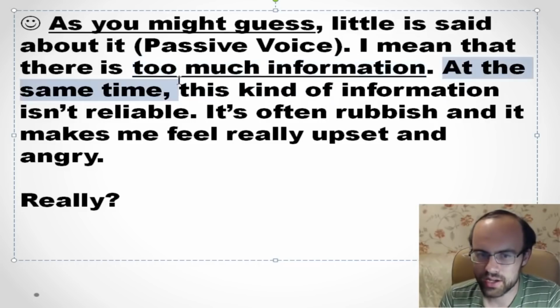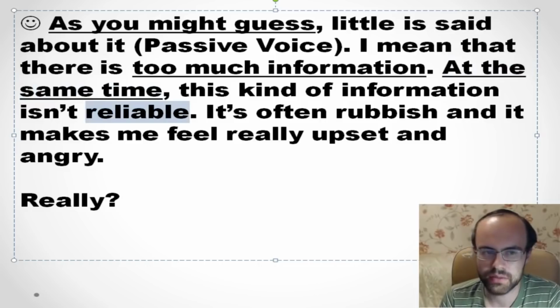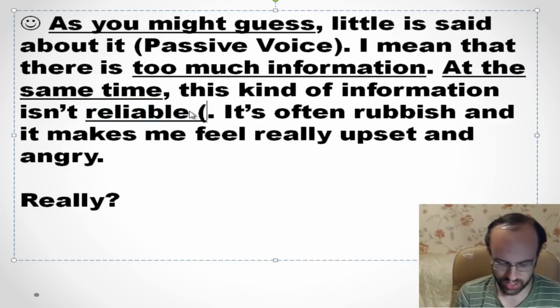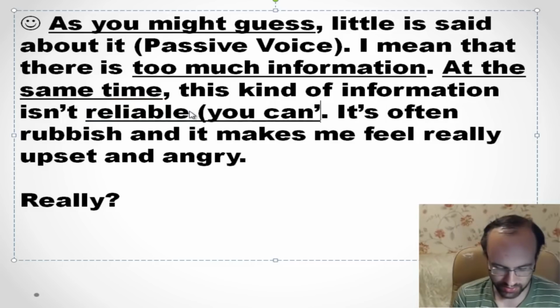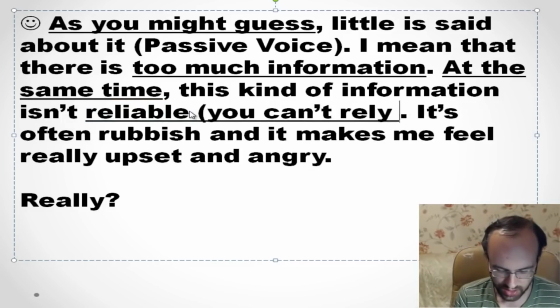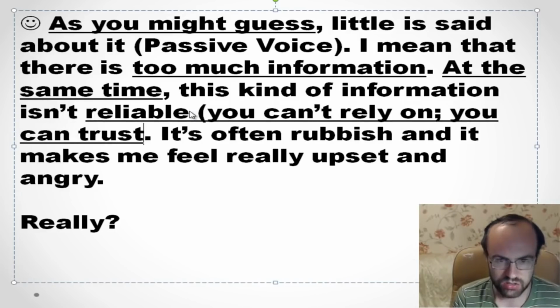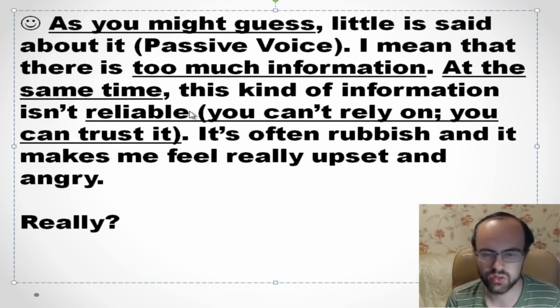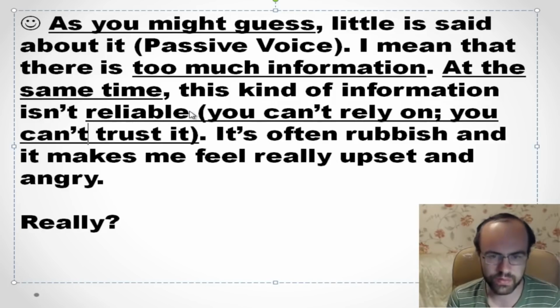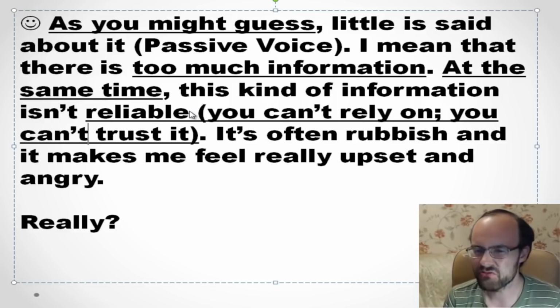At the same time, this kind of information isn't reliable. You can't rely on it. You can't trust it. So very bad information, and it's often rubbish.